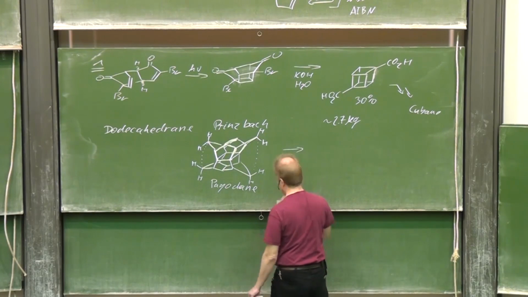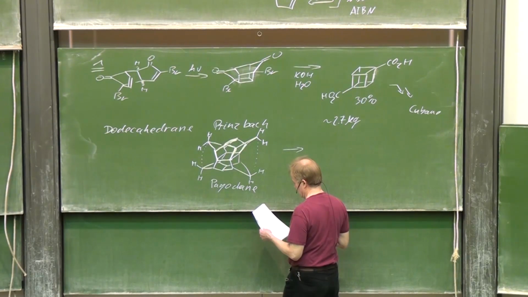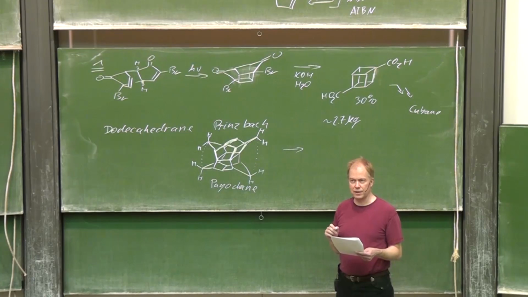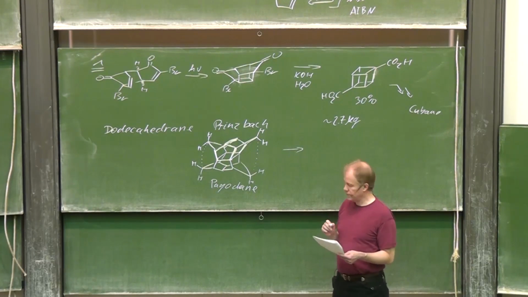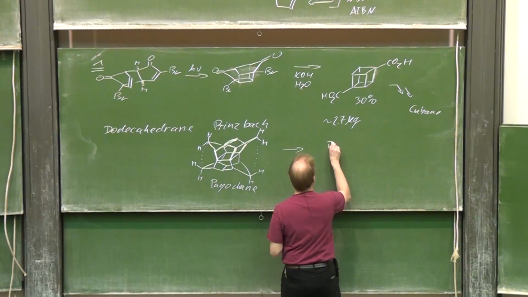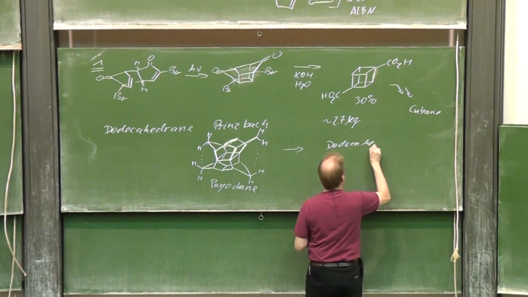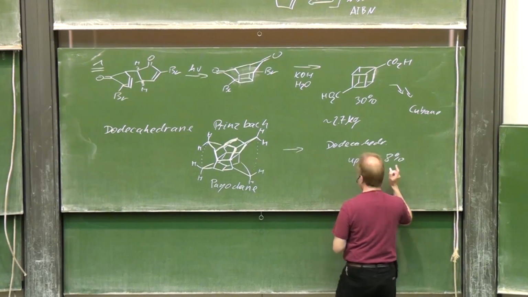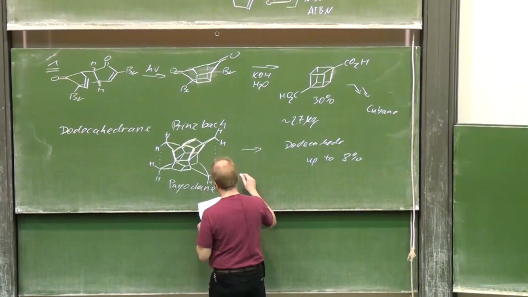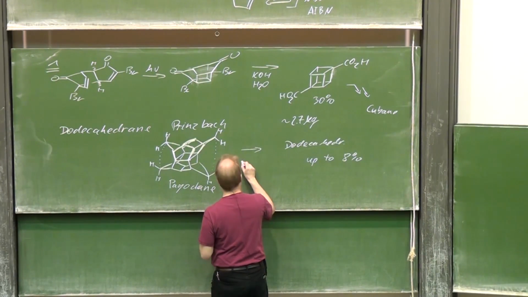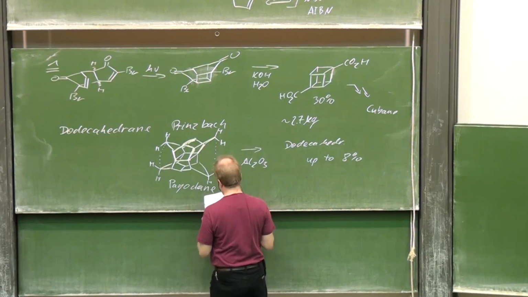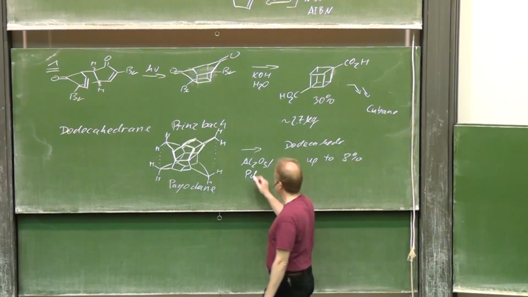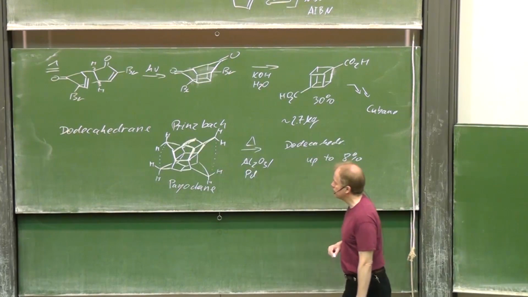Well, we tried it a lot of times, and always got a horrible mixture and painfully isolated then dodecahedrene, up to 8% yield, using palladium on aluminum oxide and, of course, heating that up.